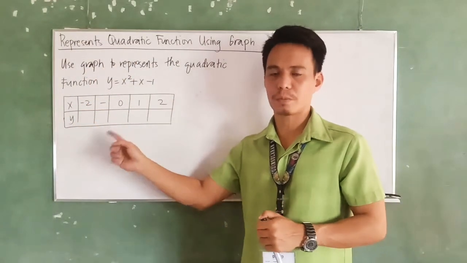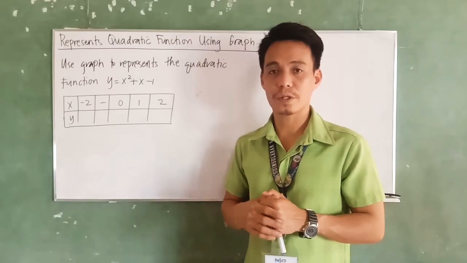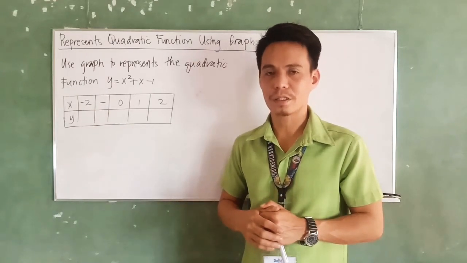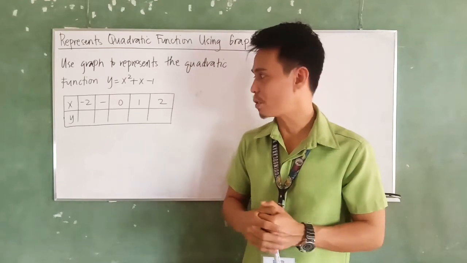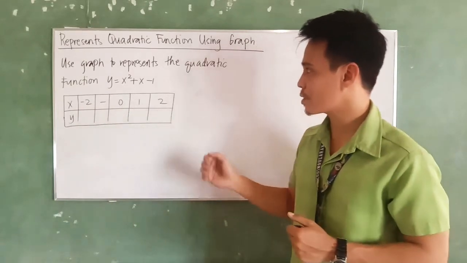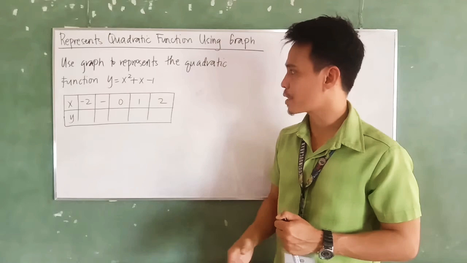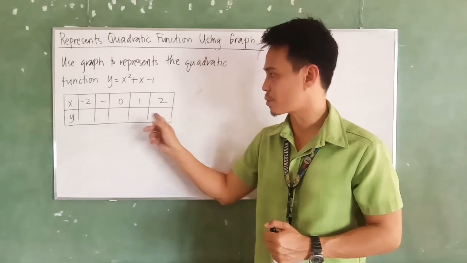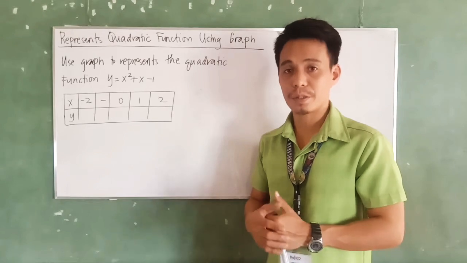So, anong gamit ng table of values natin? Doon kasi tayo kukuha ng coordinates natin, your x-axis and your y-axis, para ma-represent natin at mailalagay natin dyan sa Cartesian plane. Okay? So, para makapag-graph tayo, we need to have our x and y values. Okay? So, in this case, use graph to represent the quadratic function y is equal to x squared plus x minus 1. So, unang-unang gagawin natin is kukunin natin yung values of your y function through substitution, gaya nung ginawa natin with our previous lesson.